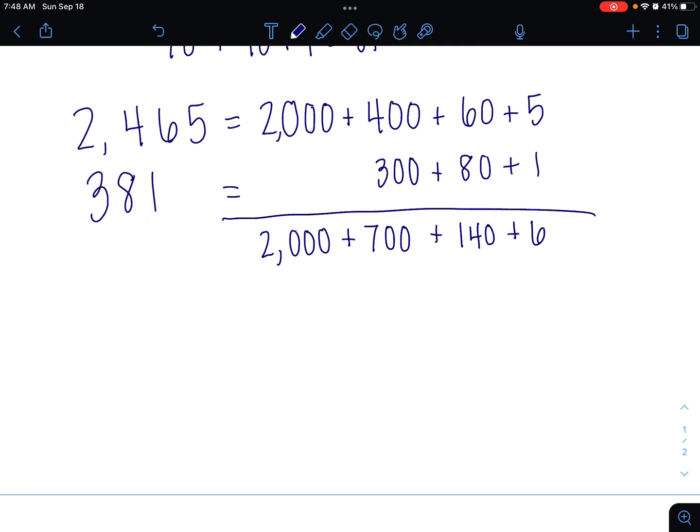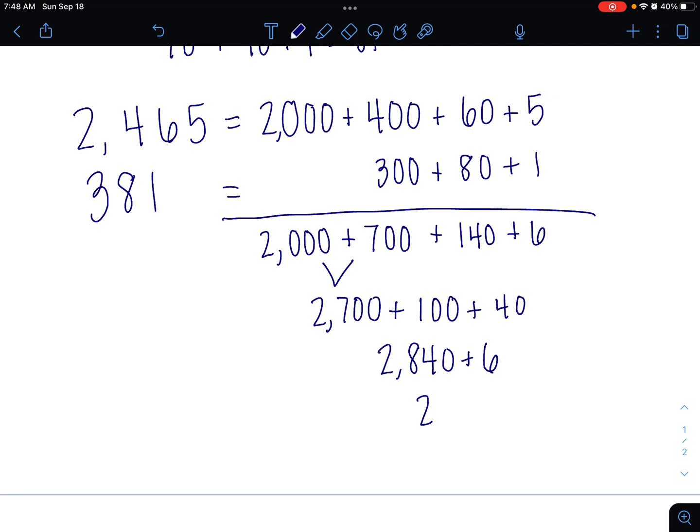Now, I can do this in a lot of ways, but 2,000 plus 700 is 2,700. And I can even break this up even further. 2,700 plus 140, I can say plus 100 plus 40, and I know that that is 2,840. And then plus 6 would be 2,846.